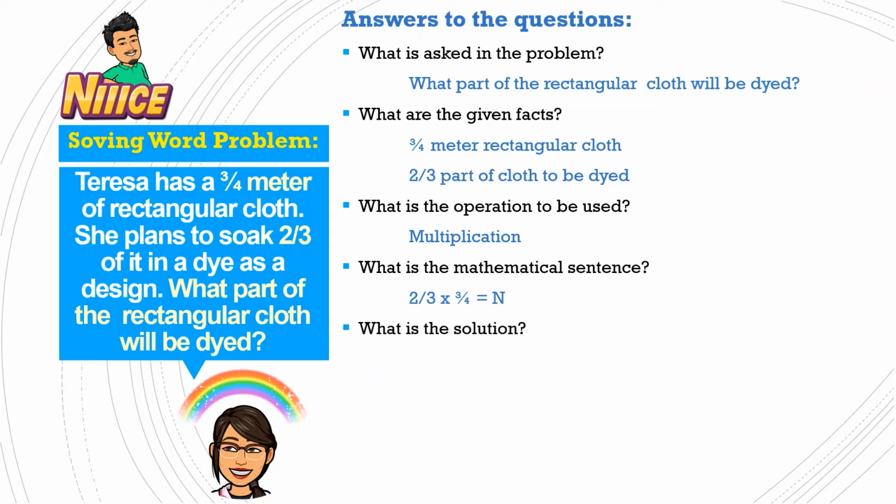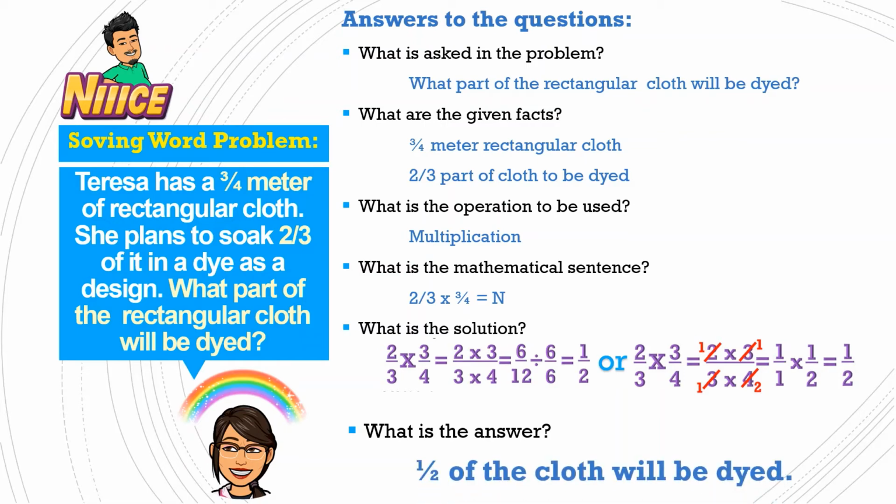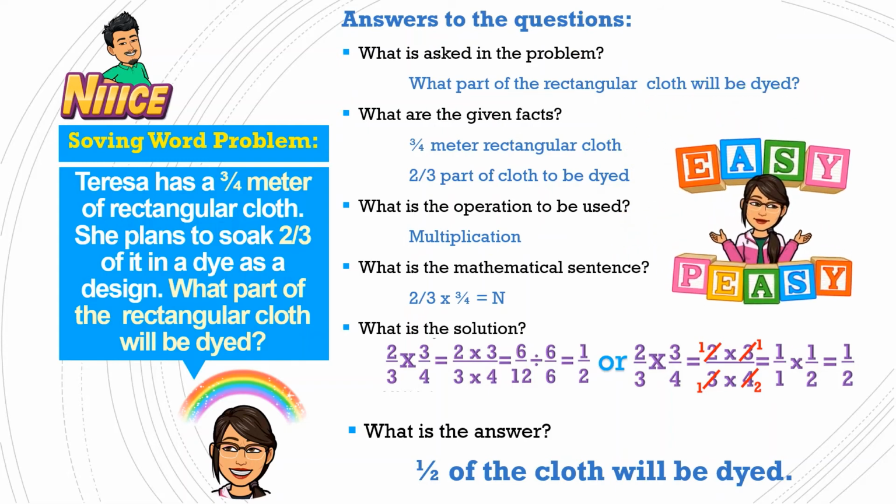What is the solution? You are going to do either of the following. You can multiply, then simplify, or you can simplify, then multiply. It's up to you. What is important actually is getting the correct answer. So what is the answer there? 1/2 of the cloth will be dyed.